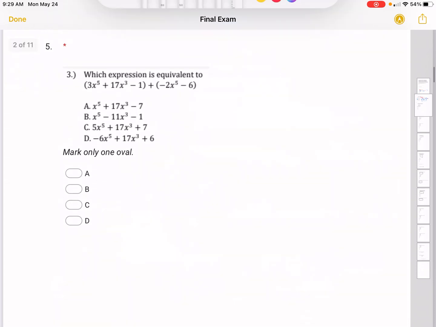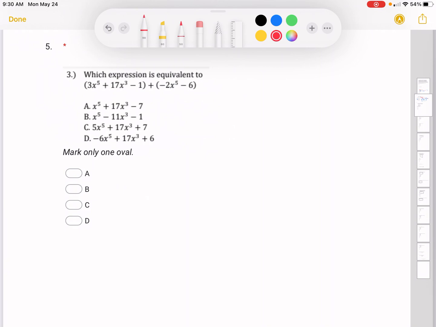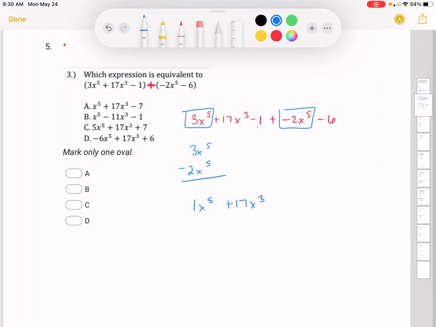Here in this next problem, we're going to bring down the 3x to the 5th plus 17x cubed minus 1. Since this is an addition problem, the parentheses don't matter, so I can bring down the negative 2x to the 5th minus 6. And now I'll combine like terms. So 3x to the 5th minus 2x to the 5th would be 1x to the 5th. Then you would bring down the 17x cubed, and then negative 1 and negative 6 would be a negative 7. Remember, your 1 can be imaginary, so the answer would just be x to the 5th plus 17x cubed minus 7.